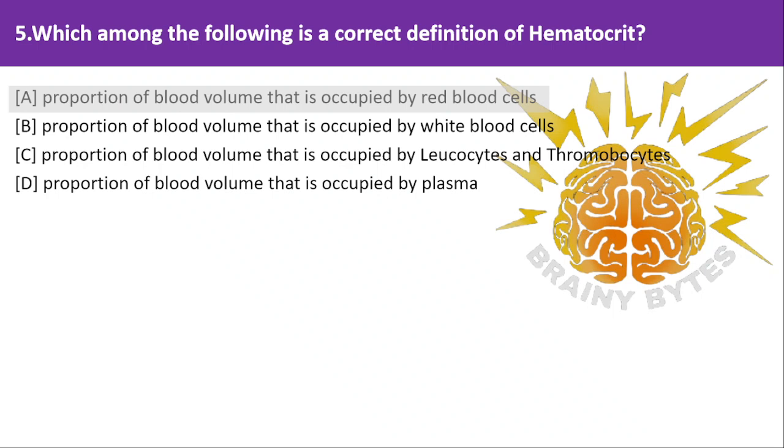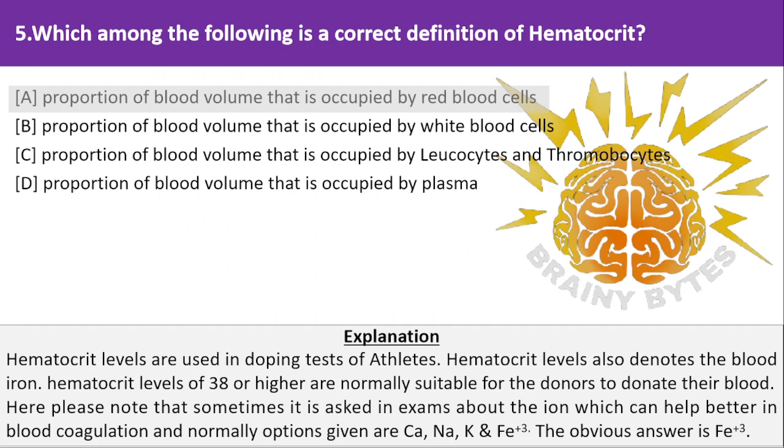Proportion of blood volume that is occupied by red blood cells. Hematocrit levels are used in doping tests of athletes. Hematocrit levels also denote the blood iron. Hematocrit levels of 38 or higher are normally suitable for donors to donate their blood.